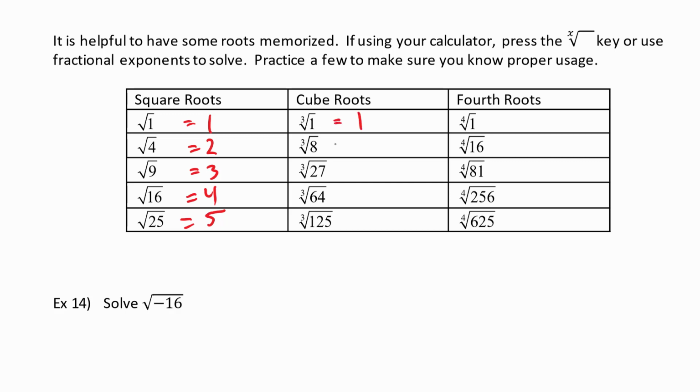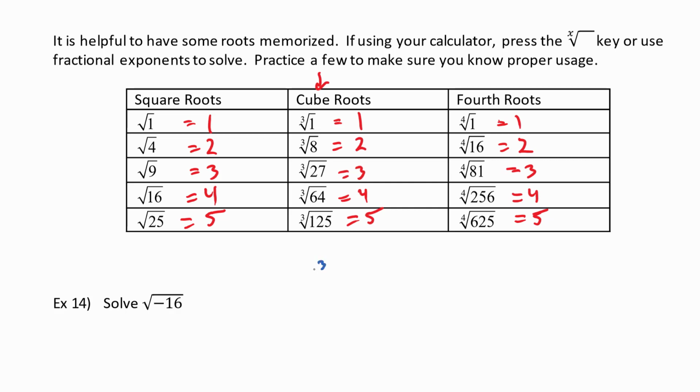For cube, 1, 2, 3, 4, and 5. This is a cube root, so it doesn't matter whether you're doing algebra or you're solving for the principal square root, it's always going to be positive. And for your fourth root, again, it's going to be 1, 2, 3, 4, and 5. Committing some of these to memory will help things along.